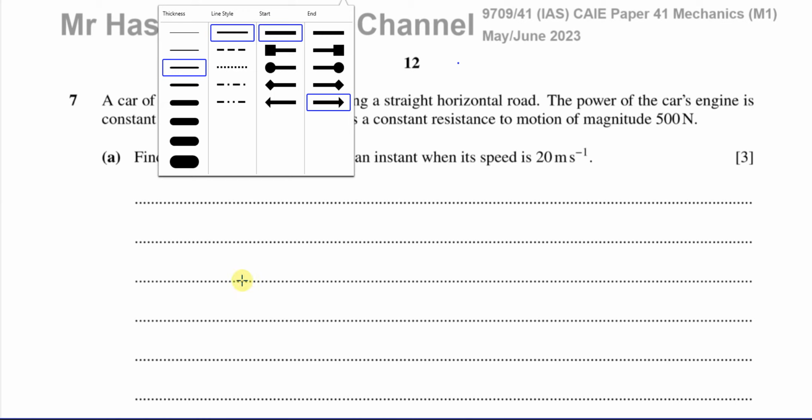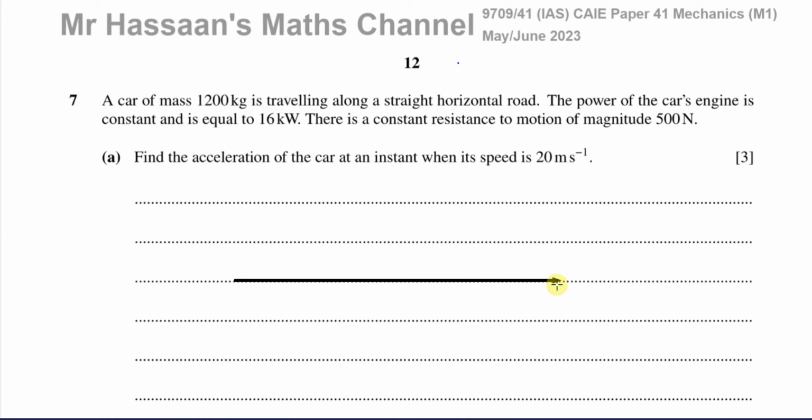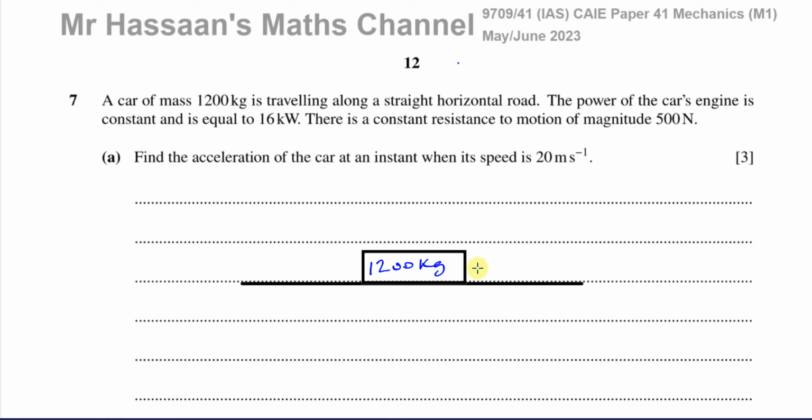Okay, so you've got this car. There's the road, and here's the car. I'll draw it like a block. And the car has a mass of 1,200 kilograms. There's a driving force that's pulling the car along, which we don't know explicitly what it is.